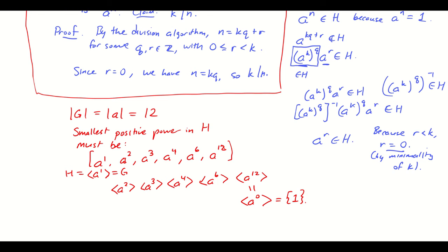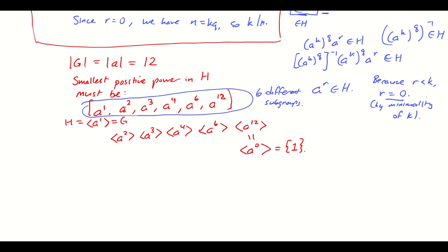So now I can say that if I have a cyclic group of order 12, that group has exactly 6 different subgroups. And each one is generated by a power of a whose exponent is a divisor of 12. So in general, and I'm not writing down a solid formal proof of this, I'm just going to let you fill in the details on this.